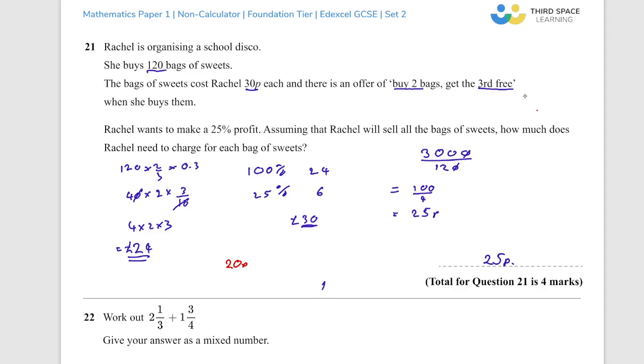So let me just go over that again. So I'll call this method 2. So if we just look at how much she pays for each bag. So for 60 pence, she would get 3 bags. So she is paying 60. She's paying 20 pence per bag. So if she wants to make a quarter of that, she wants to make 25% profit. So 20 times by 1.25 is going to be 25. So that would have been a much quicker way of doing it.